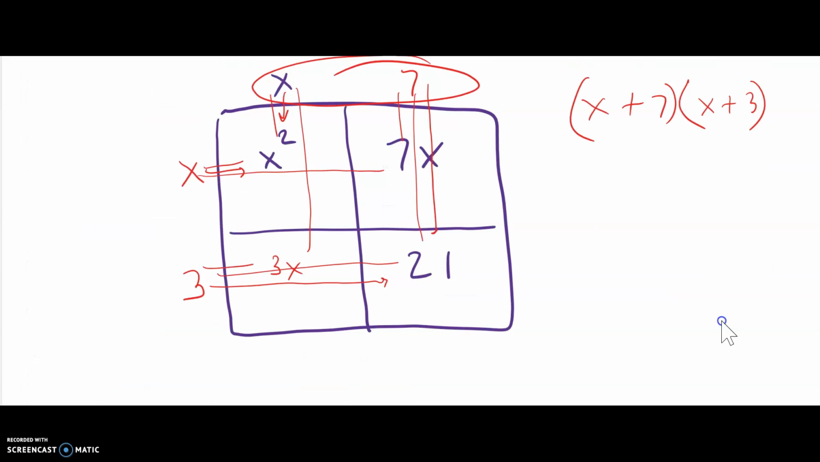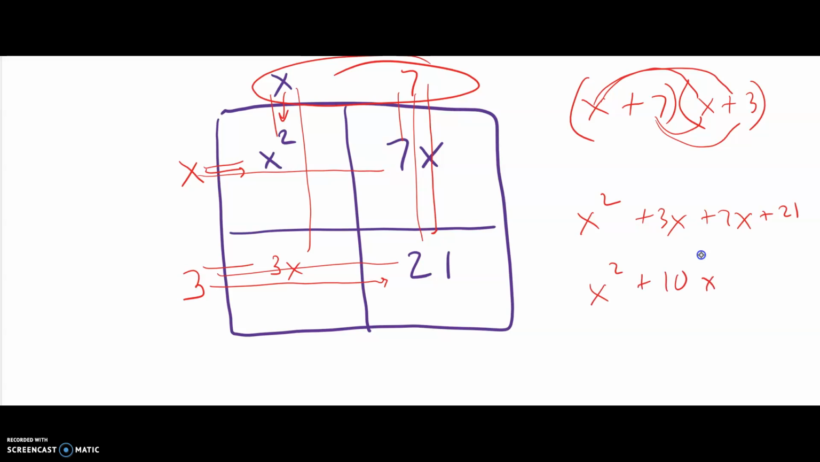Let's do that over here. x times x is x squared, x times 3 is 3x, x times 7 is 7x, 7 times 3 is 21. Notice this is not a coincidence. Those 4 terms from multiplying the binomials together are the same 4 terms as in these small rectangles. Then you can combine the middle two: 3x plus 7x is 10x, so x squared plus 10x plus 21. And that is the answer to part C.